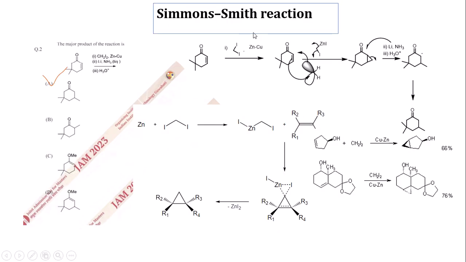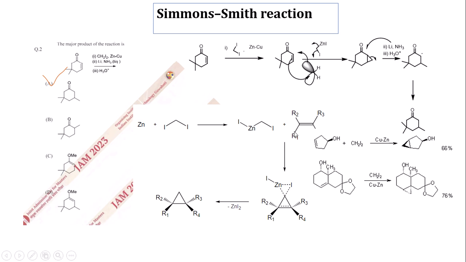Now we are going to the next problem, Simmons-Smith reactions. The major product in the Simmons-Smith reaction. Simmons-Smith reaction is a carbene addition, generation of the carbene in presence of zinc and copper, in the presence of diiodomethane, produces the cyclopropane derivatives, and these cyclopropane derivatives undergo reduction in presence of lithium via the radical mechanism, and give the product, the A product is formed.